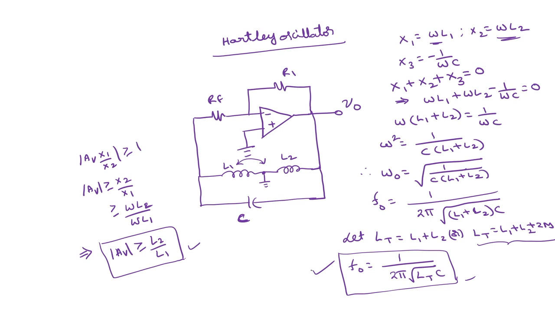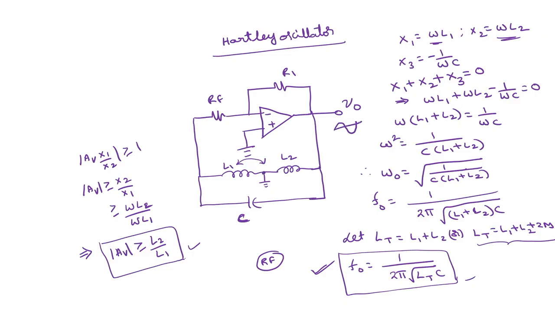So normally this will be used to design RF frequencies of the order of megahertz. So this is all about these sinusoidal oscillators, which can generate the sinusoidal signal whose frequency is this. We can generate the rectangular waveform, triangular waveform also. That we will discuss in the next lecture.